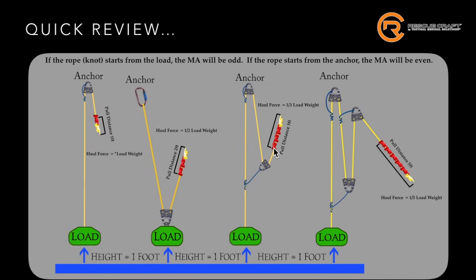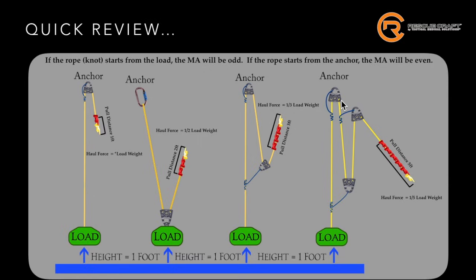But on a 3-to-1, we know that we're going to have to pull 3 feet to move that load 1 foot. The advantage of that is we're theoretically cutting that load's weight down by 1/3. So what we're pulling is 1/3, and then the other 2/3 is going to be on the anchor here.